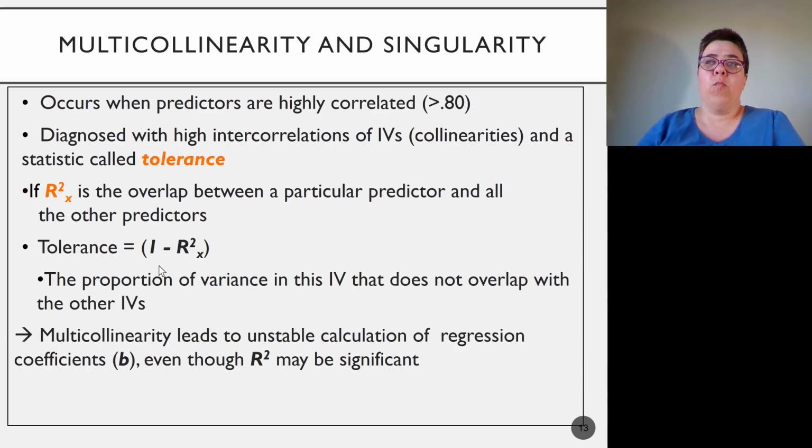When we have multicollinearity, then the regression coefficients will be super unstable, meaning that if you add and subtract even a small number of people, the coefficients can change really radically. And that can lead to both type 1 and type 2 error, and you won't really know which.